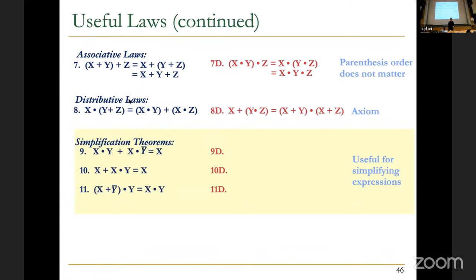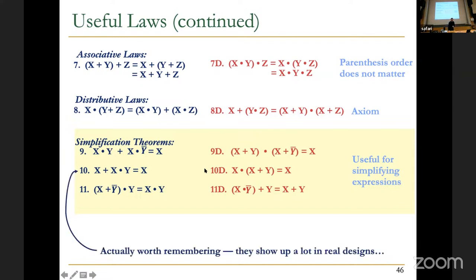So let's take a look at simplification theorems. These are actually commonly used. So X and Y plus X and Y bar is equal to X. And then there's a dual also, which I'm not going to go into. Otherwise, we'll be here, me reciting equations to you all the time. It's kind of boring. This is very important, actually. X or X and Y is X. And the dual is also true. This happens a lot in circuits. And then there's the last one, which I'll let you read.